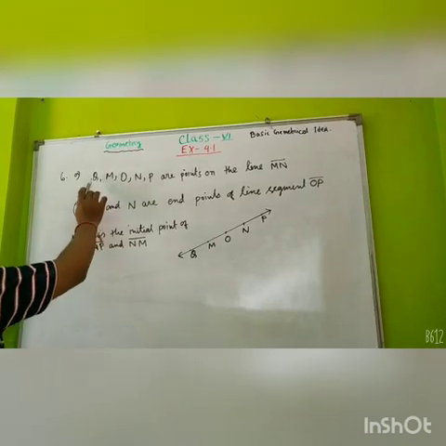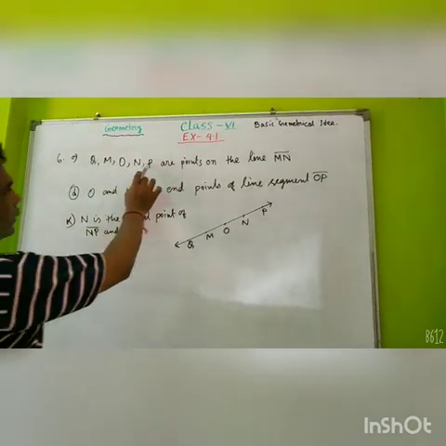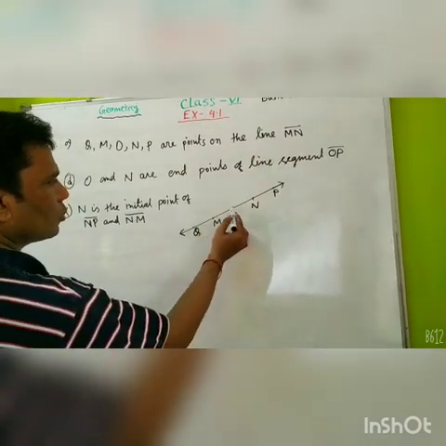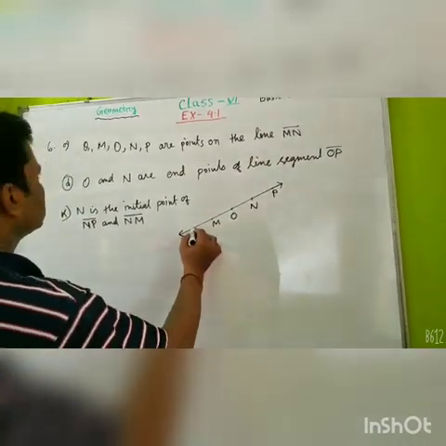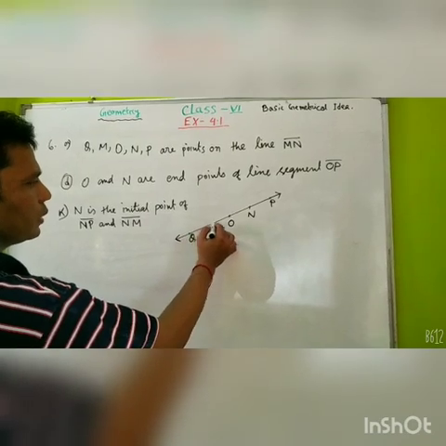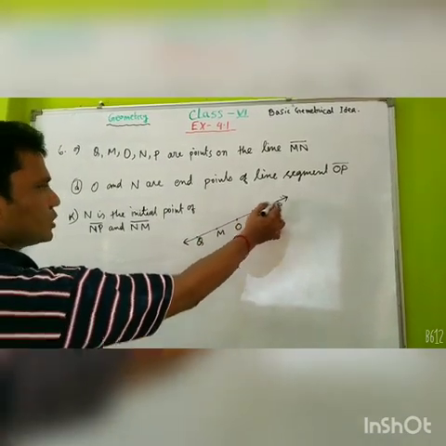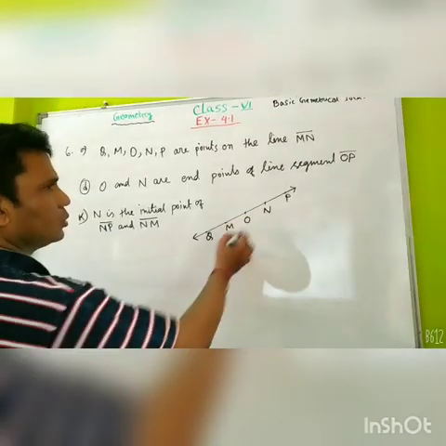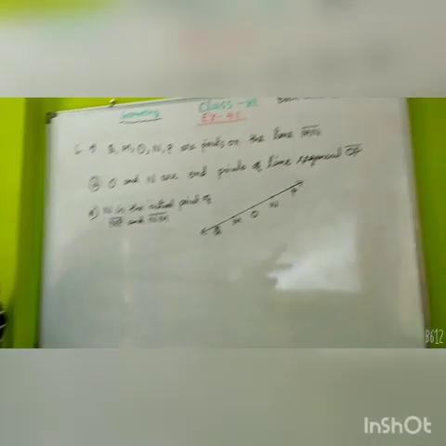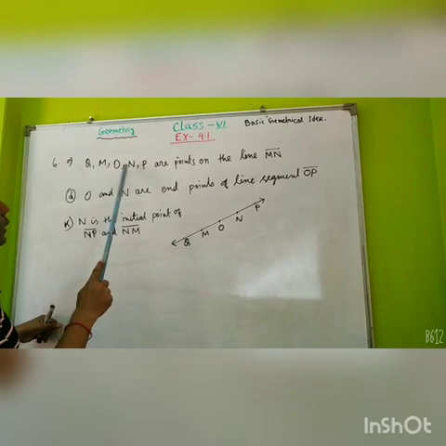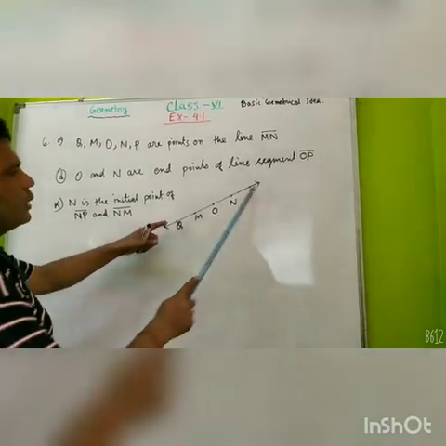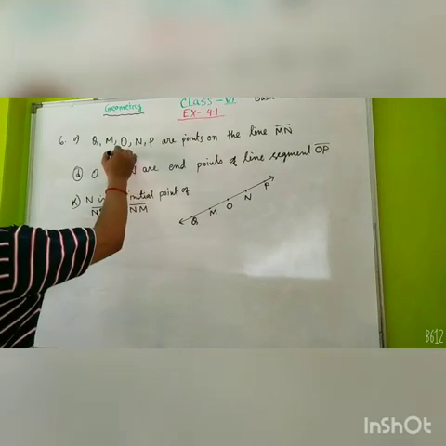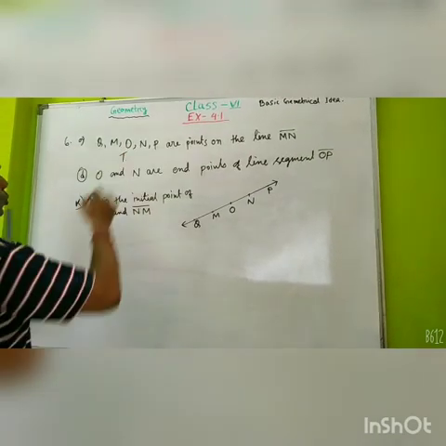Here write true or false. M, P, O, and Q are points on the line MN. So all points are on line MN. Line MN means here, so P, Q, M, N, and P all are on the line. Okay. The first one is true.